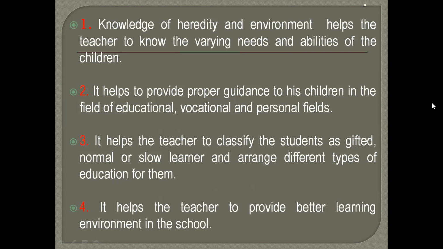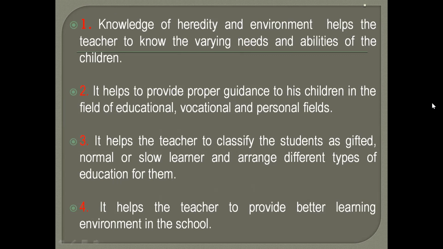On the contrary, if the teaching pace is according to the needs of the gifted, excellent or bright students, normal and especially slow learners will not benefit, because their capabilities are slow, and they don't have the potential to equalize with the bright students. So this knowledge can help teachers to classify the students as gifted, normal, and slow learners, and arrange different types of education for them.